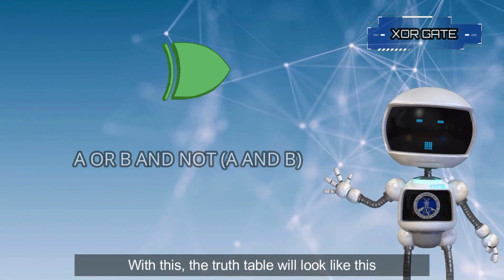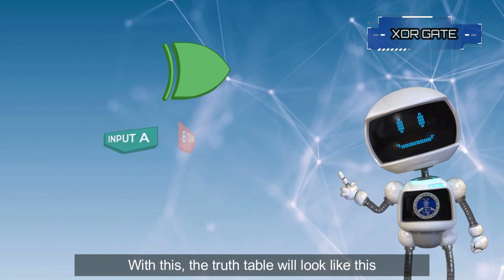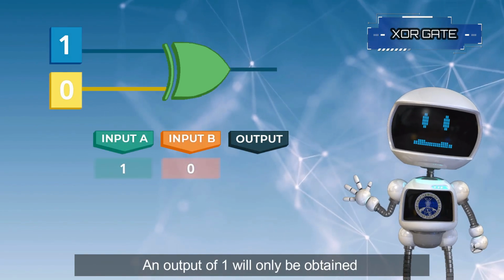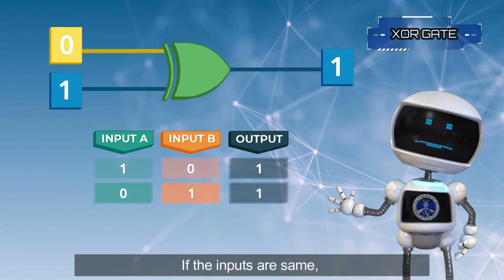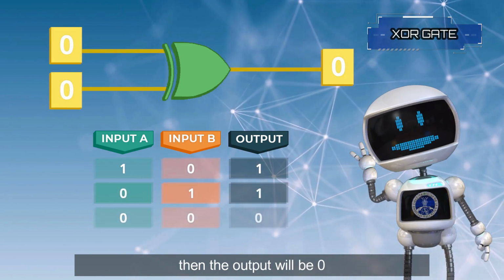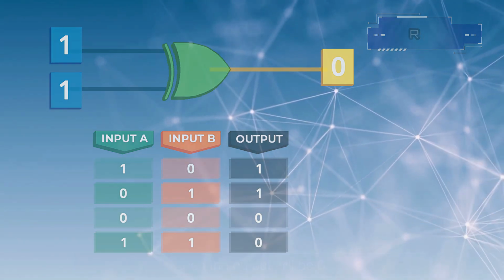With this, the truth table will look like this. An output of 1 will only be obtained if only one of the inputs is 1. If the inputs are same, then the output will be 0.